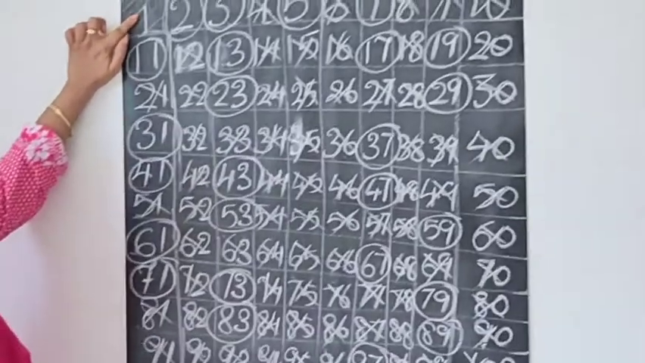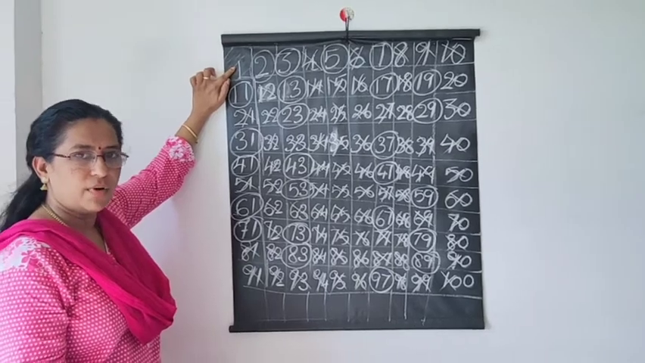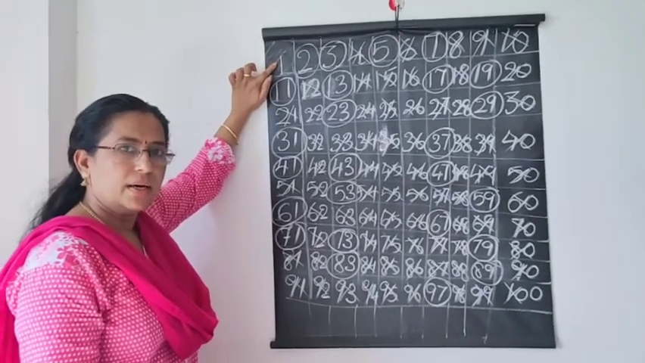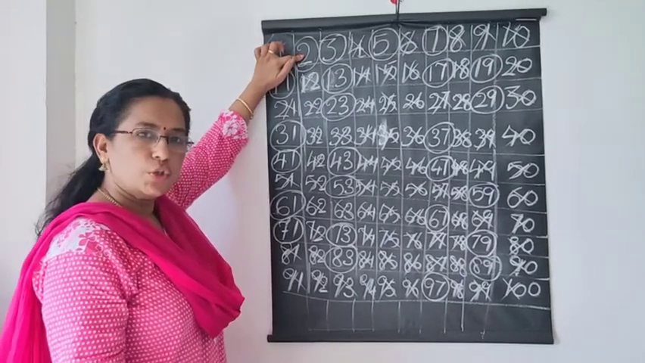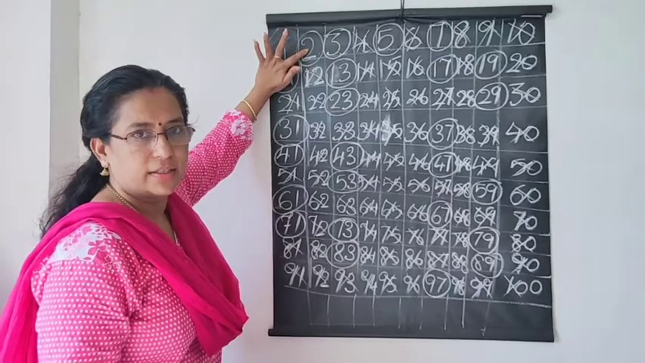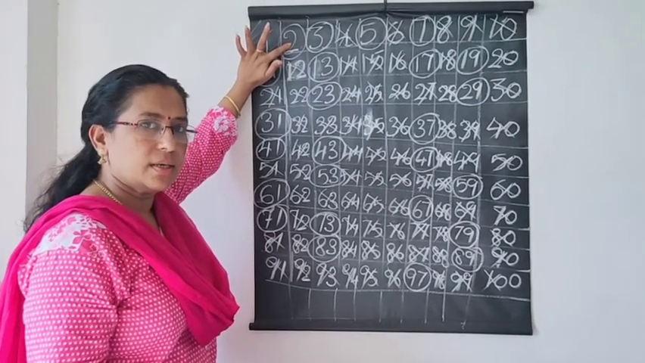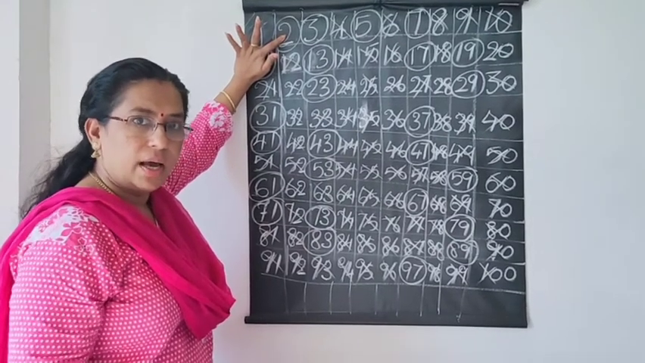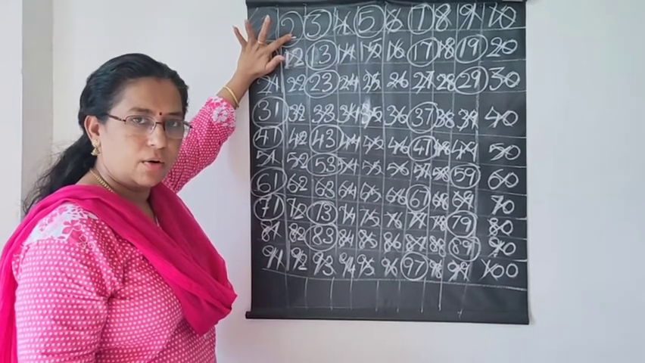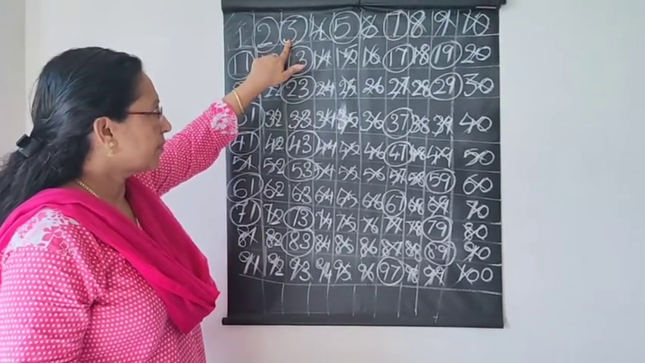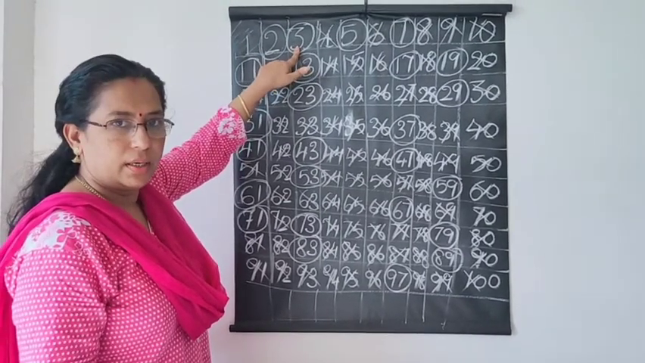1 is neither a prime number nor a composite number because 1 is having only one factor. And 2, 1 and 2 are the only factors. 1 is a common number. We know all the numbers have 1 as a common factor. Okay, 1 and the number itself here. Those numbers are known as prime numbers. Next, 3. 1 and 3 only. So 3 is also a prime number.